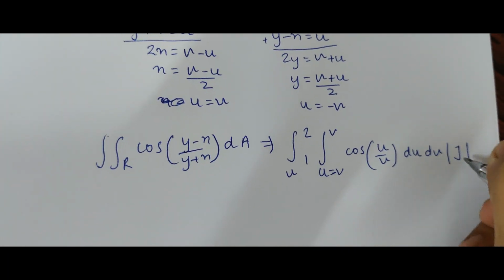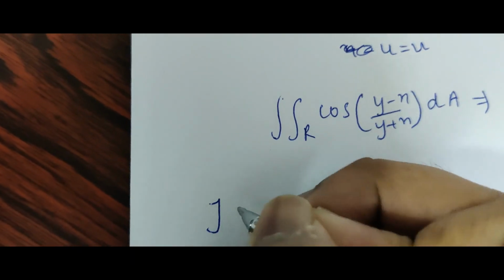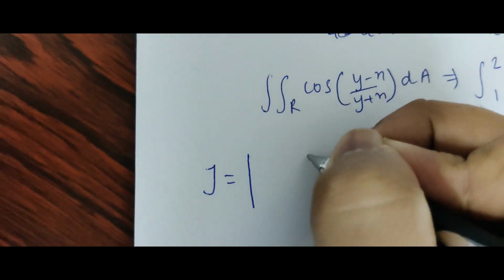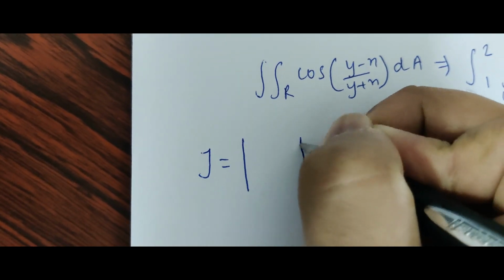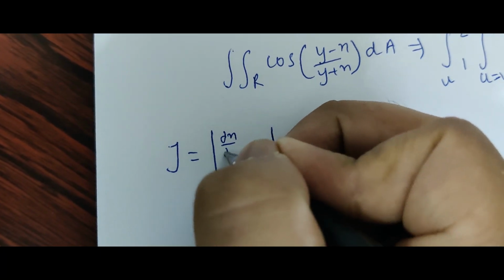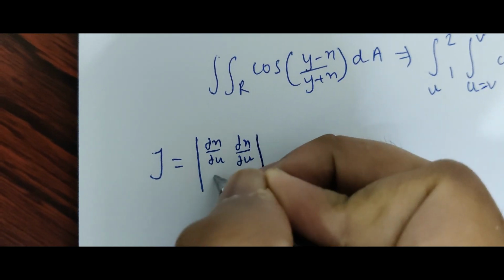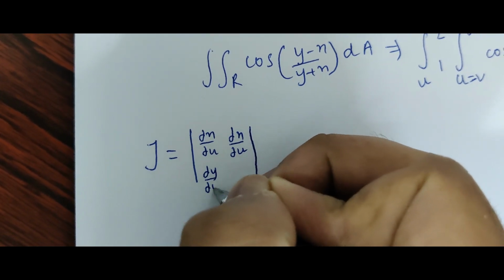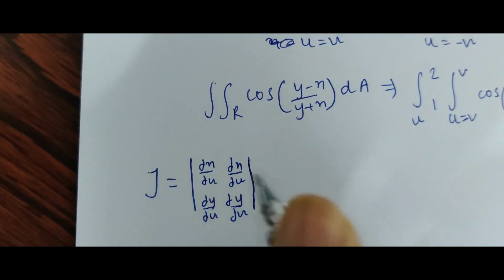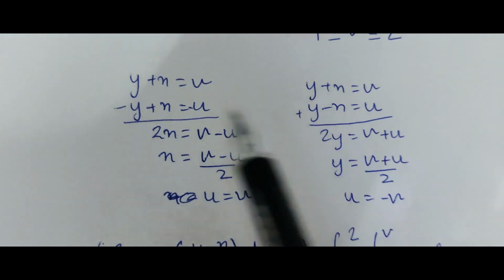So first we will take out this. So J is basically a matrix, and it's a determinant, it's a square matrix. This will be del x by del u, del x by del v, and del y by del u, del y by del v. Now basically to get the numerical values, we can use these two.